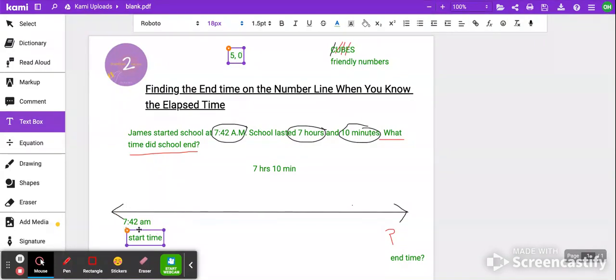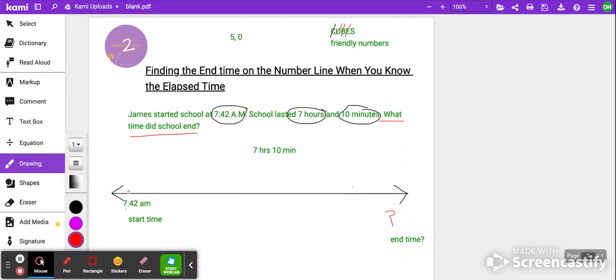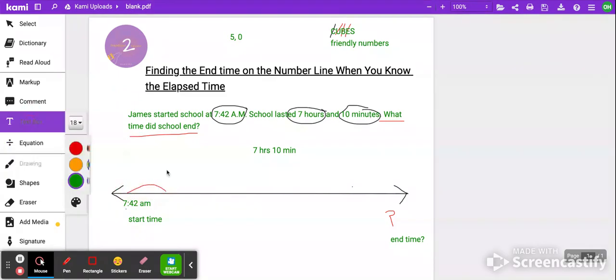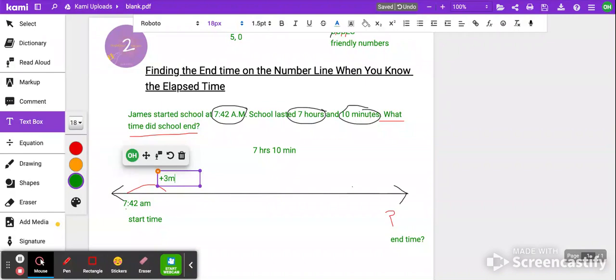And what would we have to add? Because since we're moving towards the right, the end time, we're adding time. So what can we add to 7:42 to give us a number that ends in a 5 or a 0? Well, look at the number 42, and especially the number that's in the ones place, which would be the 2. So if I have 2, 3, 4, 5, I can add 3. And when I add 3 minutes, that will give me a new time. So I'm going to go ahead right here, and I'm going to say plus 3 minutes.